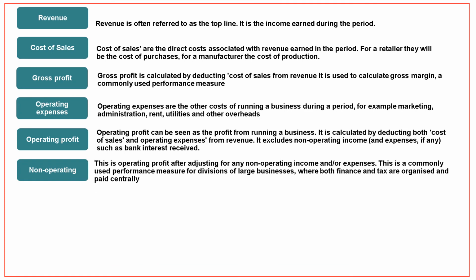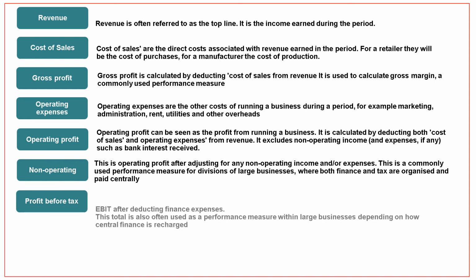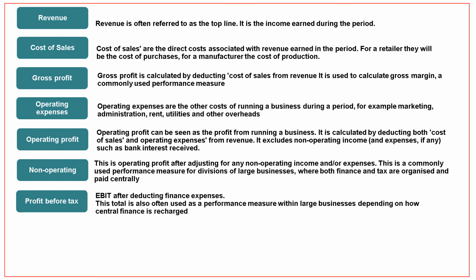Non-operating. This is operating profit after adjusting for any non-operating income and/or expenses. This is a commonly used performance measure for divisions or large businesses where both finance and tax are organized and paid centrally. Profit before tax, EBIT, after deducting finance expenses. This total is also often used as a performance measure within large businesses, depending on how central finance is recharged.